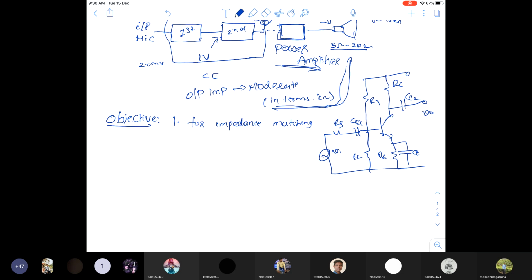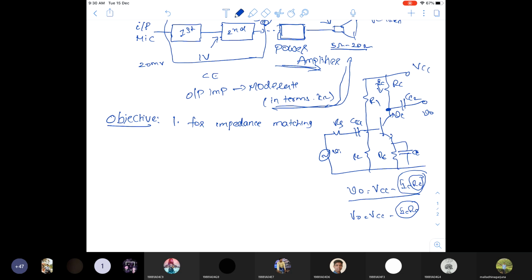Now this is the output voltage. From this you can write the output voltage V0 equals VCC minus ICRC, where IC is the current flowing through RC. Because of the load resistance RC placed in the CE amplifier, there is some voltage drop at the collector terminal. So V0 is equal to VCC minus ICRC.